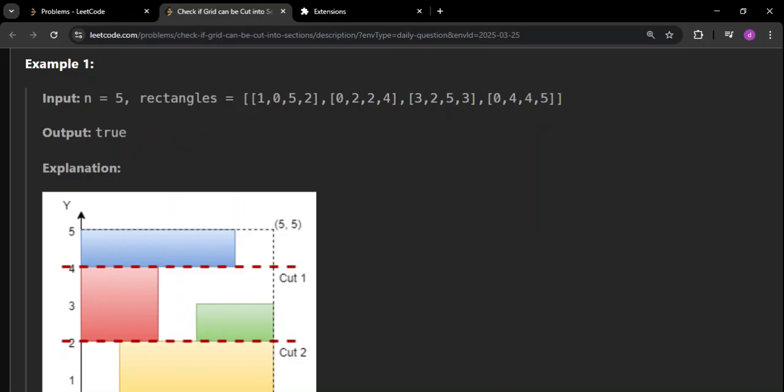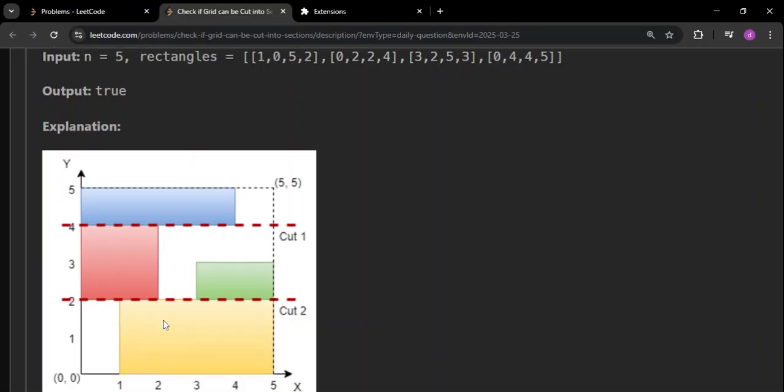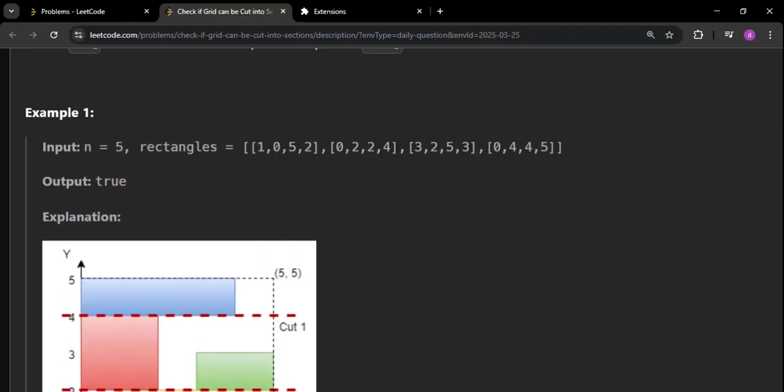You cannot draw a line which crosses the rectangle, dividing it into two portions. The line could go along the perimeter, the border of the rectangle, and that is fine. As you can see, cut number one is not breaking the blue rectangle into two portions. Similarly, cut number two is not breaking the yellow, red, or green rectangle into two portions. It is just going along the border. Okay, so that is the second condition.